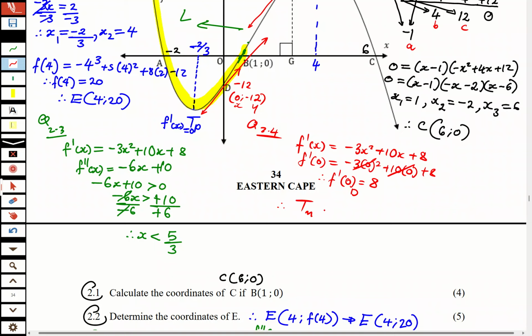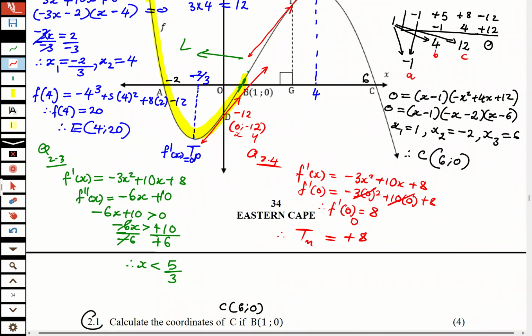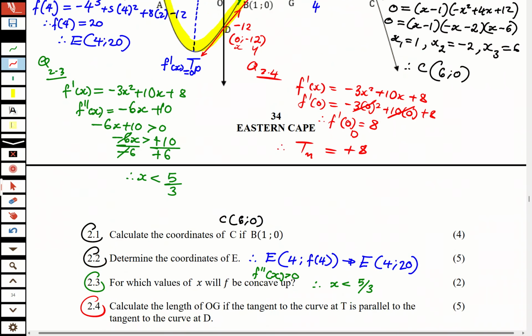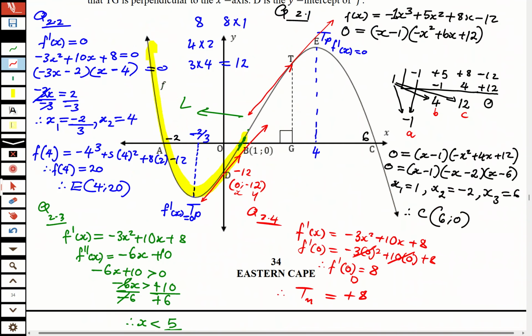I can call it tm. The gradient at t is going to be what? A positive 8, not a -8. It's going to be what? A positive 8. So what are you going to do for us to find the coordinate of t, so that we can find the coordinate of g? And then from there, we know from O to G would be that length. From O to G would be that g that we will have found here.